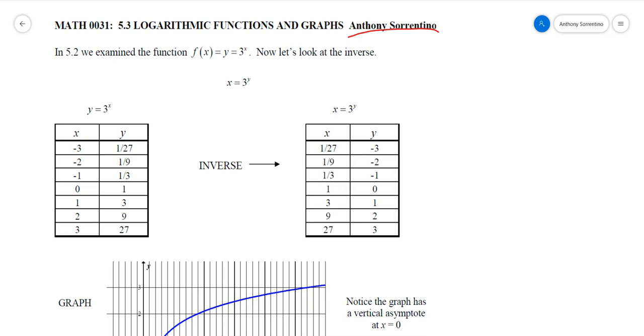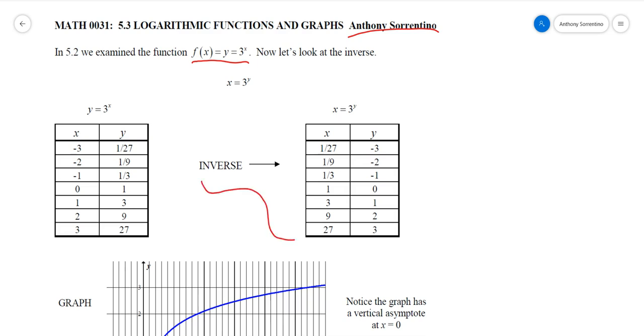We started off this chapter with talking about inverse functions, and we were introduced in the previous lesson to exponential functions. And we used f of x equals y, or y equals 3 to the x power, as that function to introduce what exponential functions look like and what they do and why they look the way they do. Well, they also have inverses.